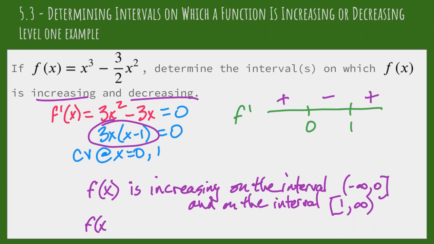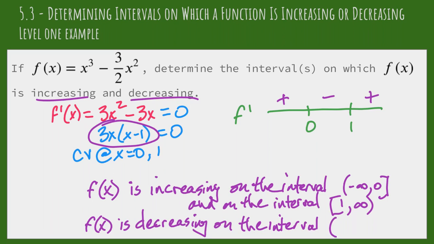So f of x is decreasing where the derivative is 0. So on the interval, and we should include the endpoints. So from 0 to 1. All right, so notice that we're saying that the function is increasing at 0 and the function's also decreasing at 0.